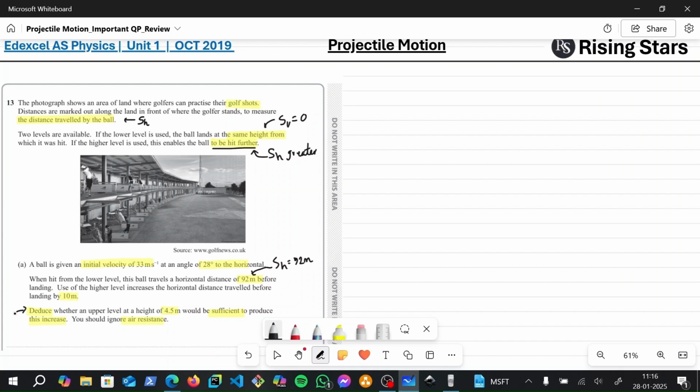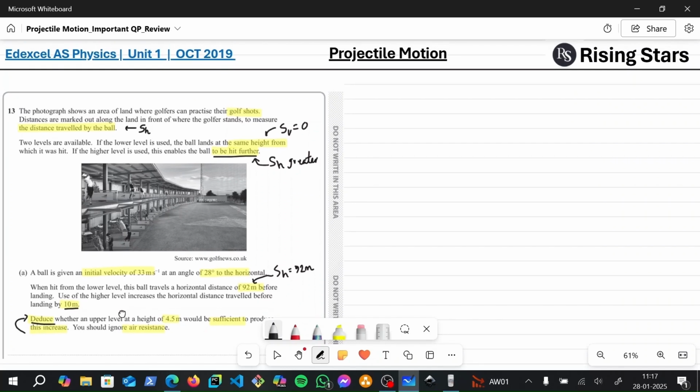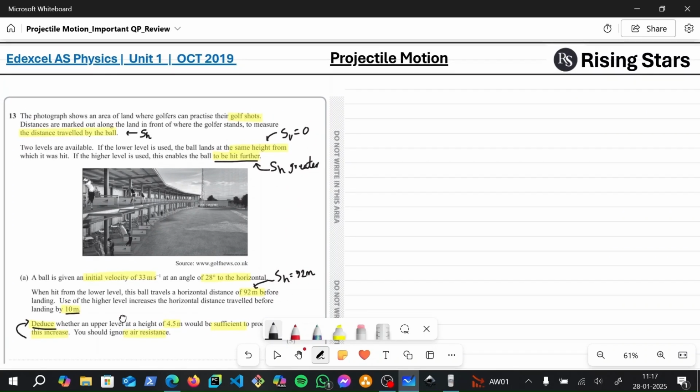Deduce type of questions means yes or no questions. So based on your calculation and working, you have to come up with a conclusion, yes or no, that the question is asking for. These types of questions are asked by the term deduce. So we have to find out if this height of 4.5 meters is enough to make this increase of 10 meters horizontal. So we have to find out yes or no. That's why it's deduce.